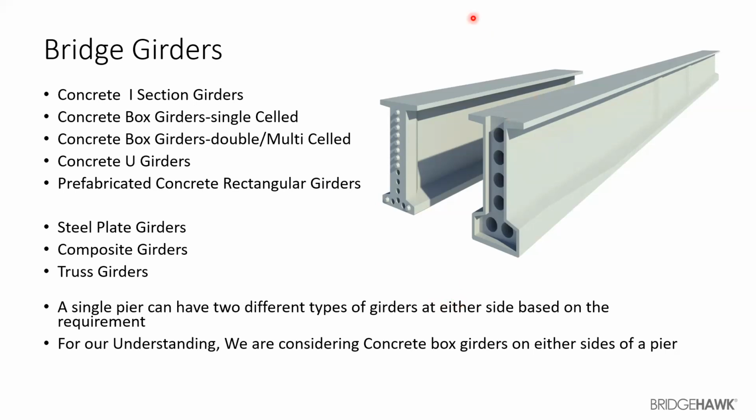So based on our requirement, as I had just discussed on the second slide, we can have a different girder on either side of the pier. Okay. So for our understanding, we'll only consider a box girder on either side, which is a single cell box girder.